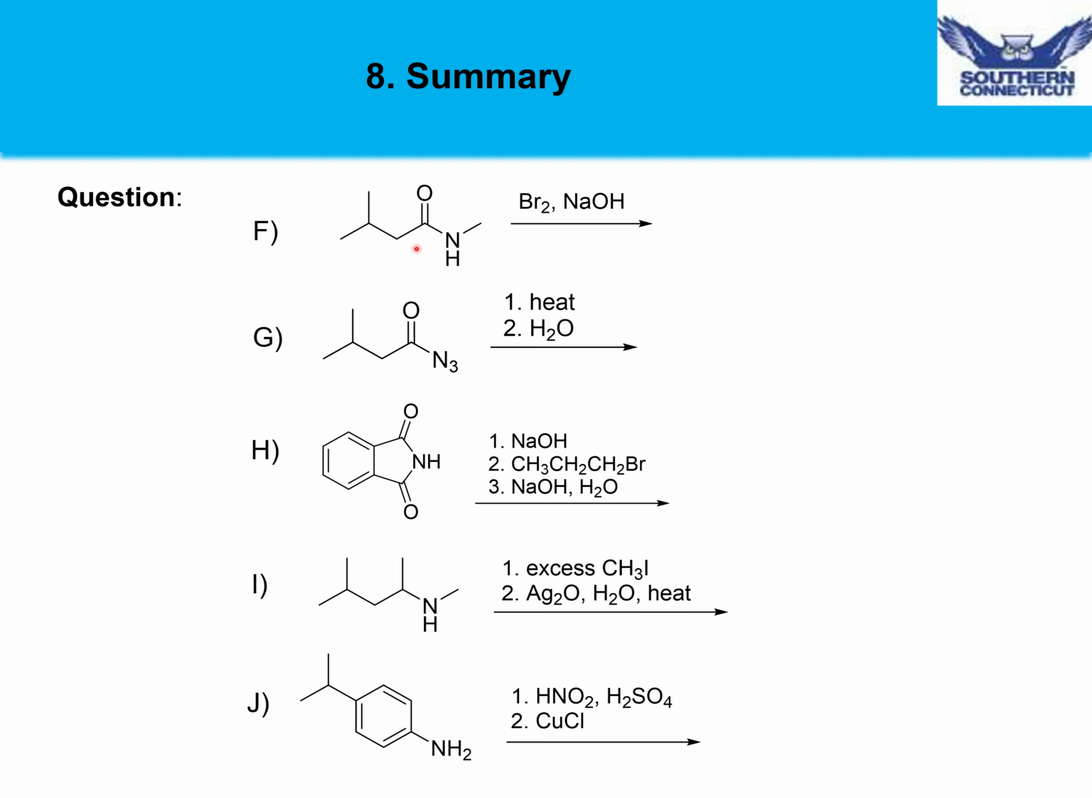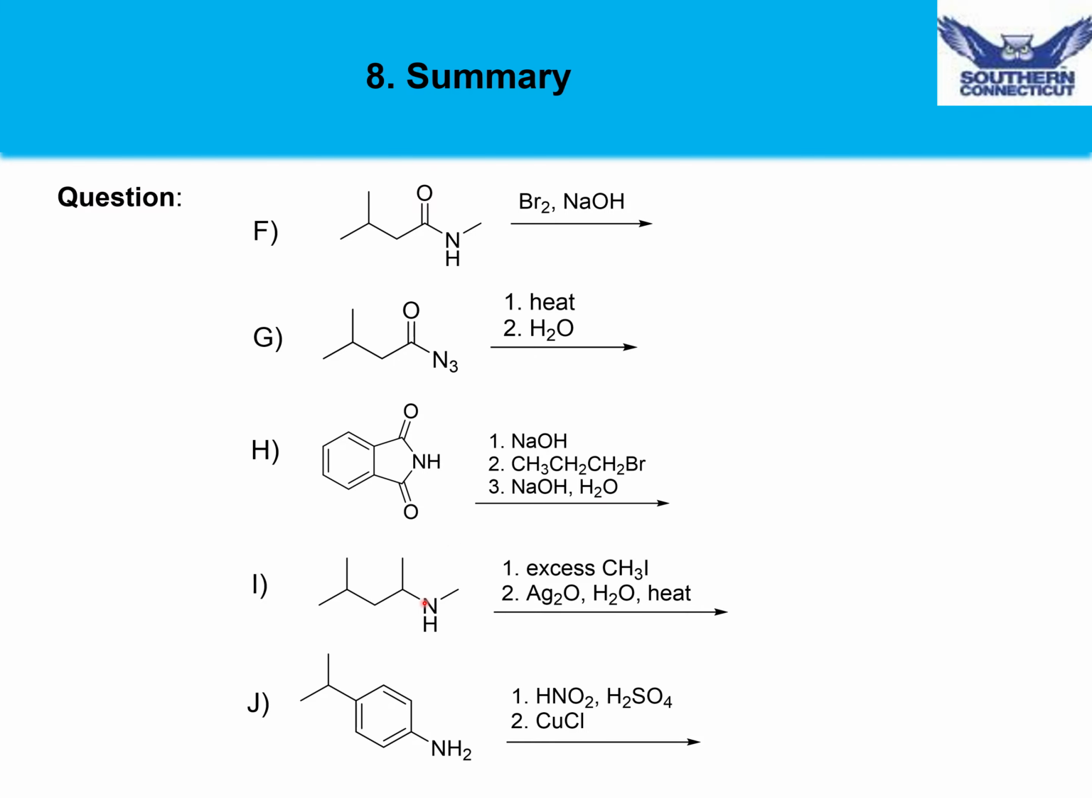In this reaction, we're going to take an amide. We're going to add Br2 and base. In the next reaction, we're going to use a different acid derivative, which is an acyl azide. We're going to heat it and then add water. Next, we're going to add base to the phthalimide, followed by an alkyl halide, a primary alkyl halide, and then finally hydrolysis conditions, which is base and water.